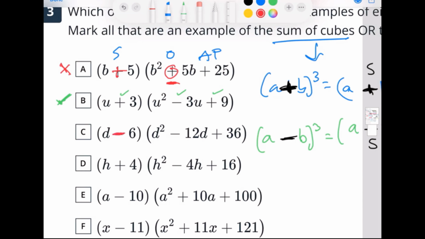Same, opposite. Are these opposites? No, so wrong.